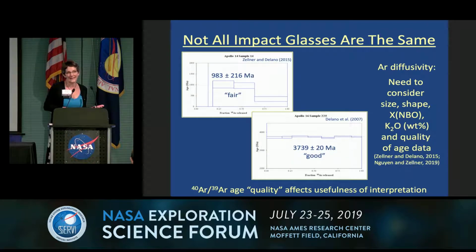Other times you don't get a good age on these glasses, and there's some discussion about whether or not 50% or 70% argon released allows you to give that a good age. We decided to call that fair. So by understanding the size and the shape, the compositions of these glasses, we can leave out the bad data and report the good data.